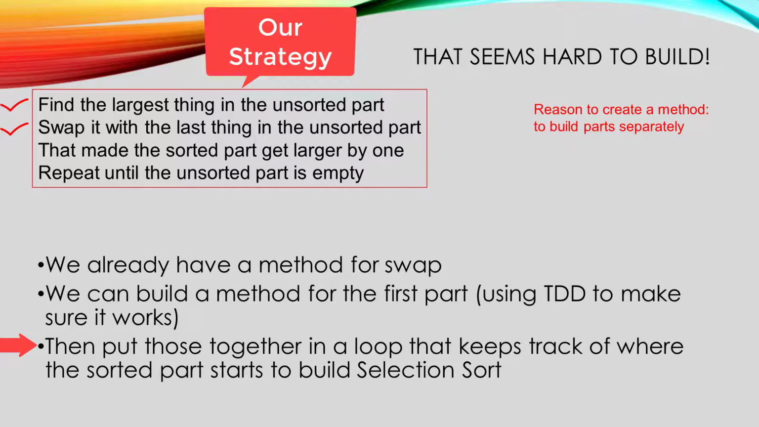The last 2 steps essentially describe a loop that tracks where the sorted part of the array starts. It starts at the end of the array and subtracts 1 until it gets to 1. That's when the unsorted part of the array is so small that it has to be sorted. That is a count-controlled loop, so it'll be a for loop. You can use that for loop, the method that finds the max of the unsorted part, and swap to build selection sort.